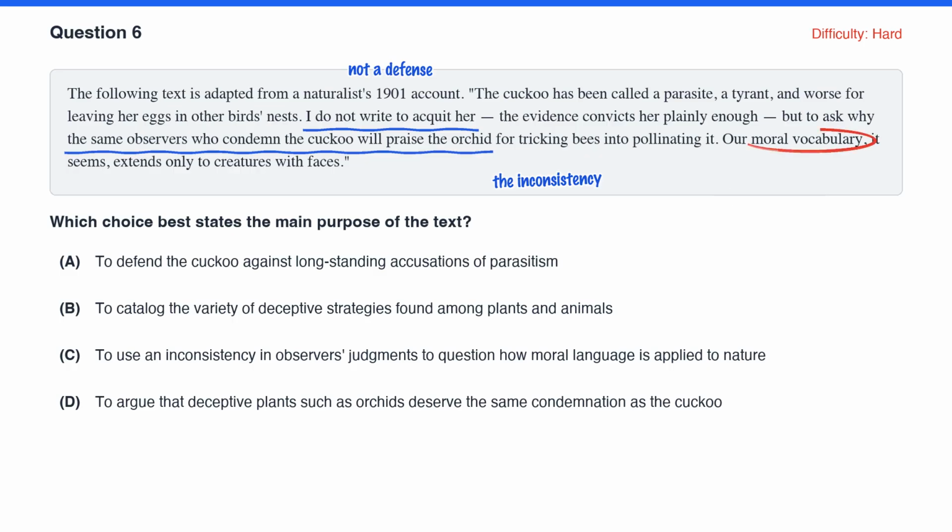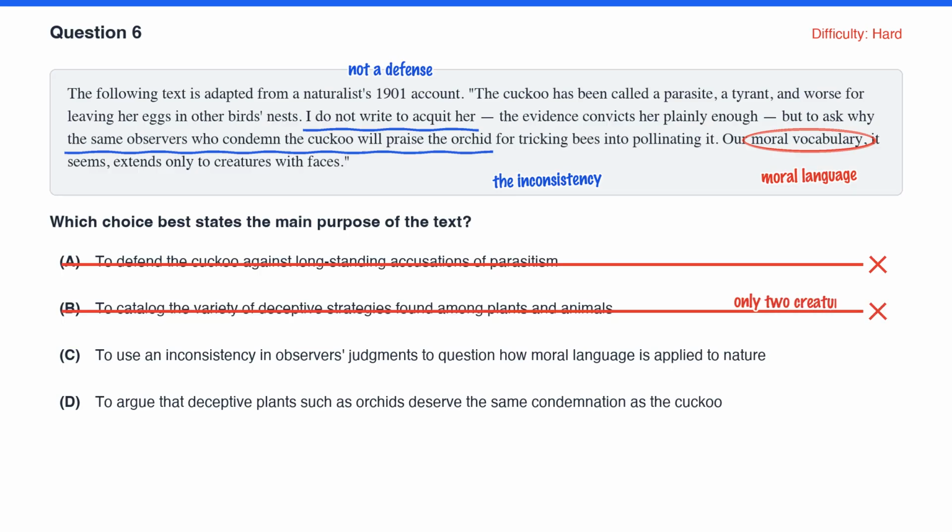His real target is our moral vocabulary itself. Choice A says the purpose is to defend the cuckoo, but he literally refuses to acquit her. Scratch that one. Choice B says he's cataloging deceptive strategies, yet only 2 creatures appear and he's comparing reactions, not listing tricks. Not this one either. Choice D says the orchid deserves condemnation too, but he never hands it a verdict. Gone as well. That leaves C, where he uses an inconsistency to question how moral language is applied to nature.